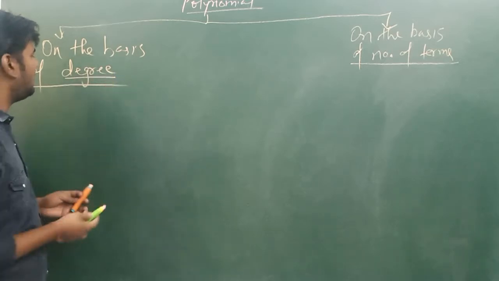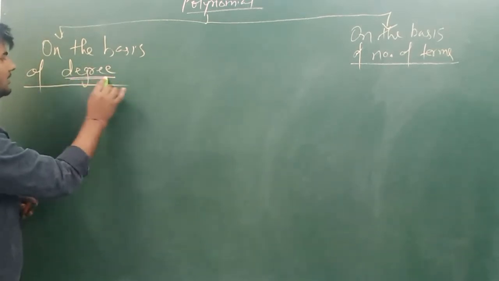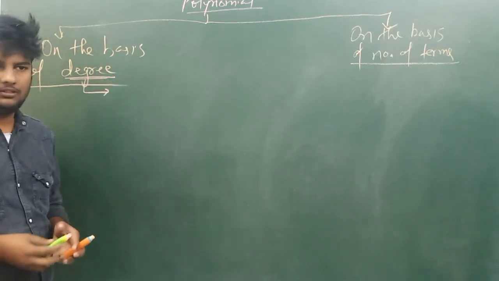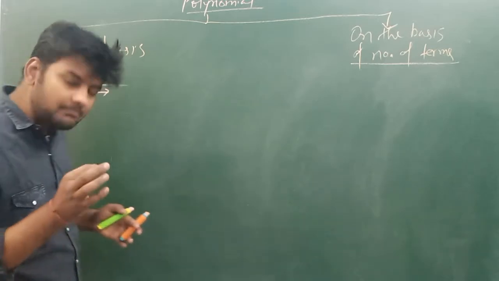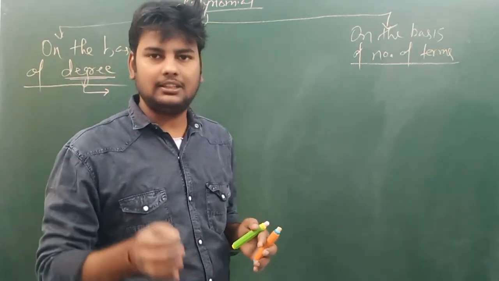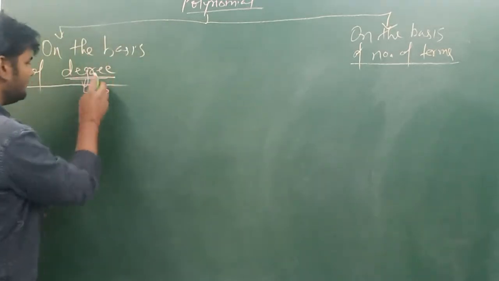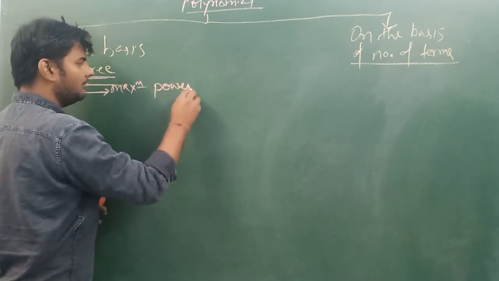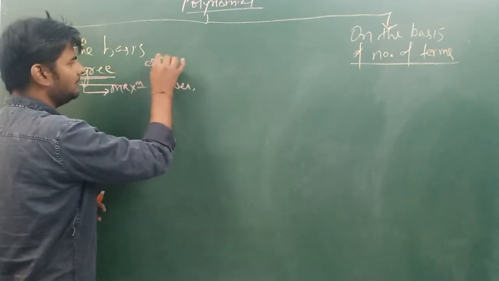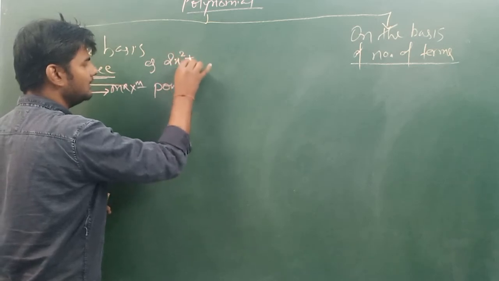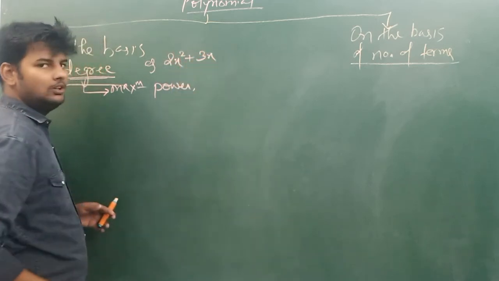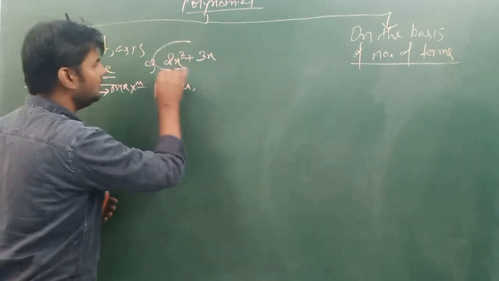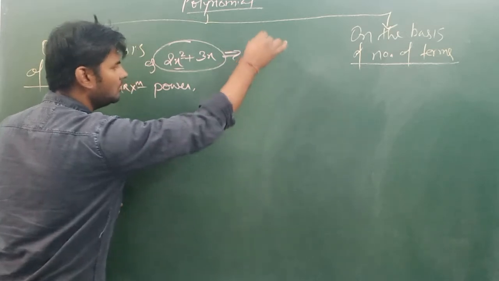So firstly, we are discussing on the basis of degree. What is degree? When we talk about any expression or any term, the maximum power of the expression is termed as its degree. That means maximum power is degree. For example, 2x square plus 3x. Here x square has a maximum power of 2, so the degree of this expression is 2.